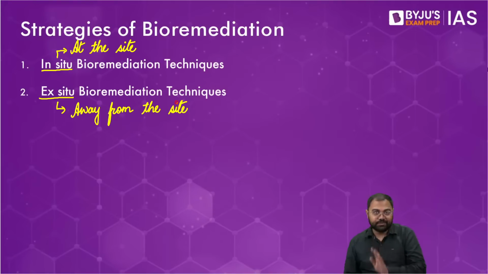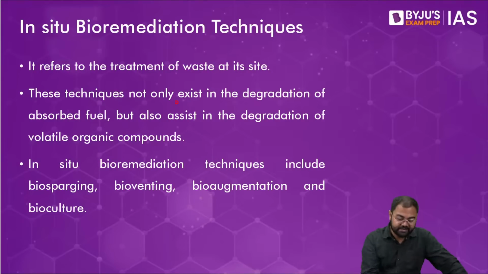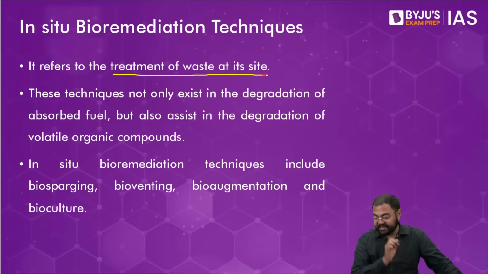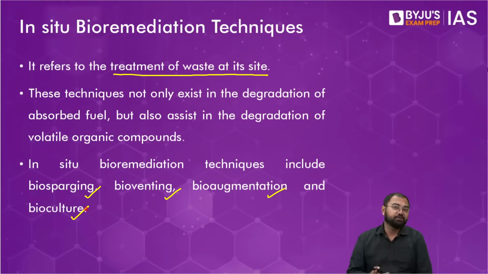So first and foremost, when we talk about in situ bioremediation, let's try to understand what we mean by in situ. As I told you, this is the treatment of the waste at the site of contamination itself. And here there are multiple different techniques that could be used for this kind of treatment. So try to understand what these techniques are. We have something called biosparging, bioventing, bioaugmentation, bioculture. All these kinds of techniques are used in bioremediation.